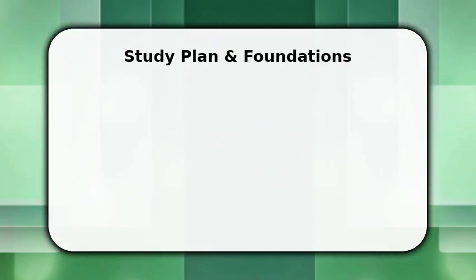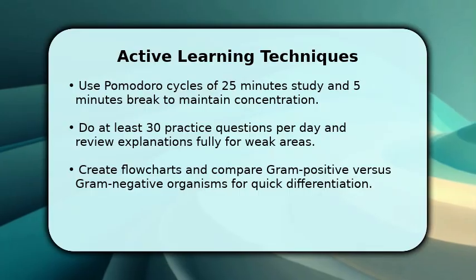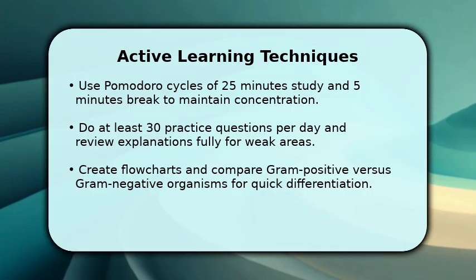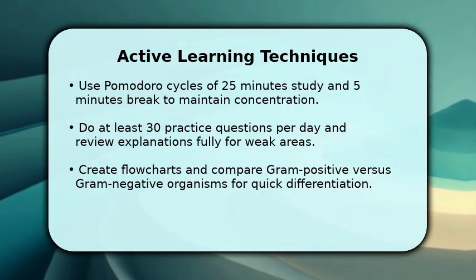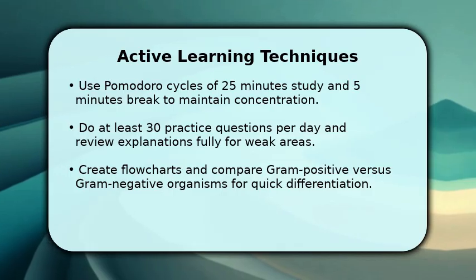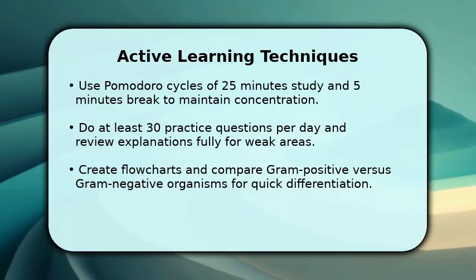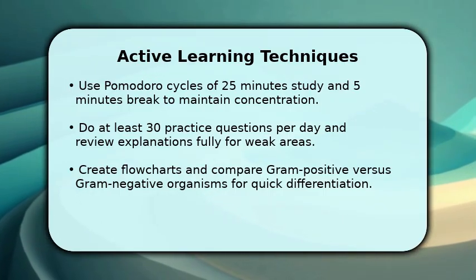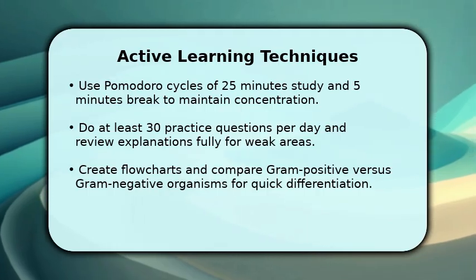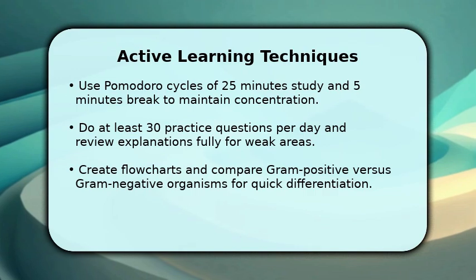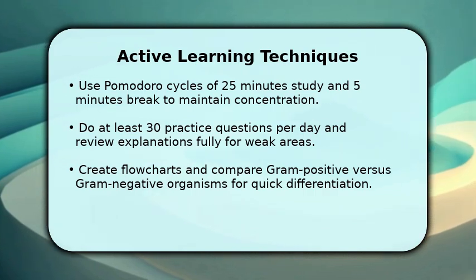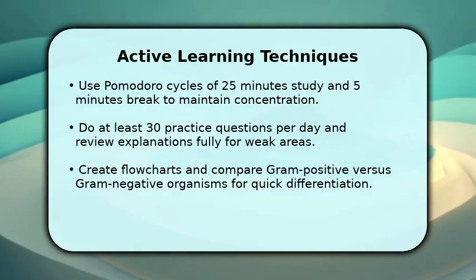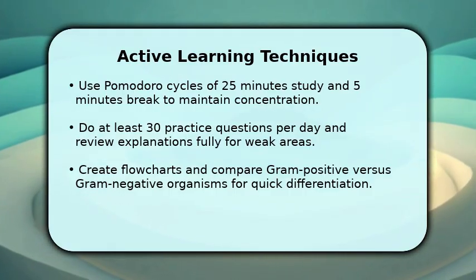Adopt active learning. Use Pomodoro cycles of 25-minute study and 5 minutes break to maintain concentration and prevent burnout. Do at least 30 practice questions per day, review every explanation, and annotate errors to build retrieval pathways. Create flowcharts that compare gram-positive versus gram-negative bacteria and diagram virus classification and replication pathways for visual recall. Teach a peer or record a 2-minute explanation of a concept. Verbalizing solidifies memory and reveals gaps you must revisit in subsequent sessions.